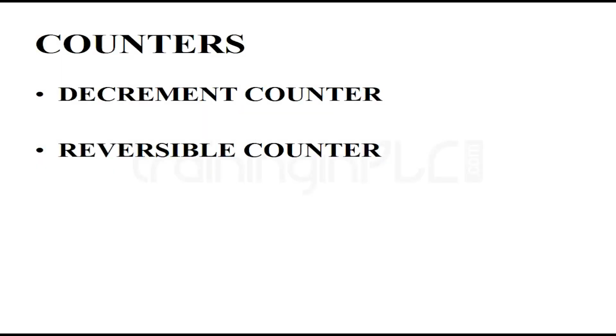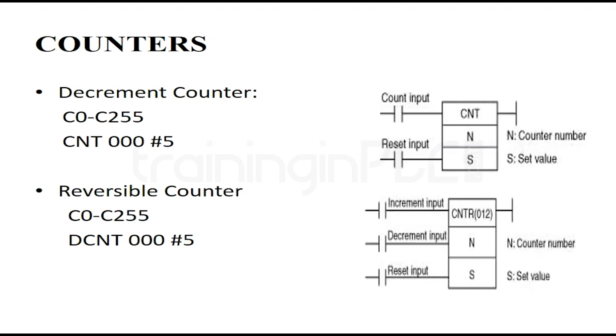Let's see the counters in CX-Programmer. Here we have two types of counter. One is the decrement counter and another one is the reversible counter. Decrement counter means it will be decrementing from, for example, 5 to 0 or 10 to 0. Reversible counter means it will both increment and decrement. Here we can see the decrement counter and reversible counter.